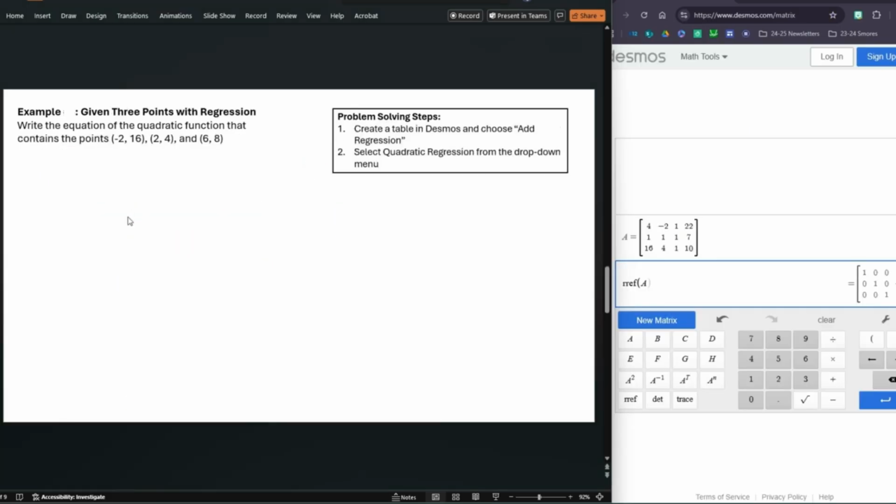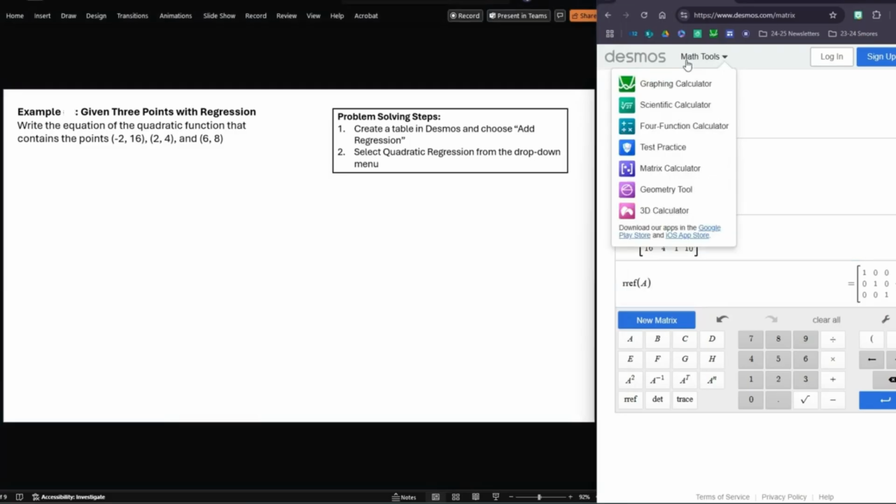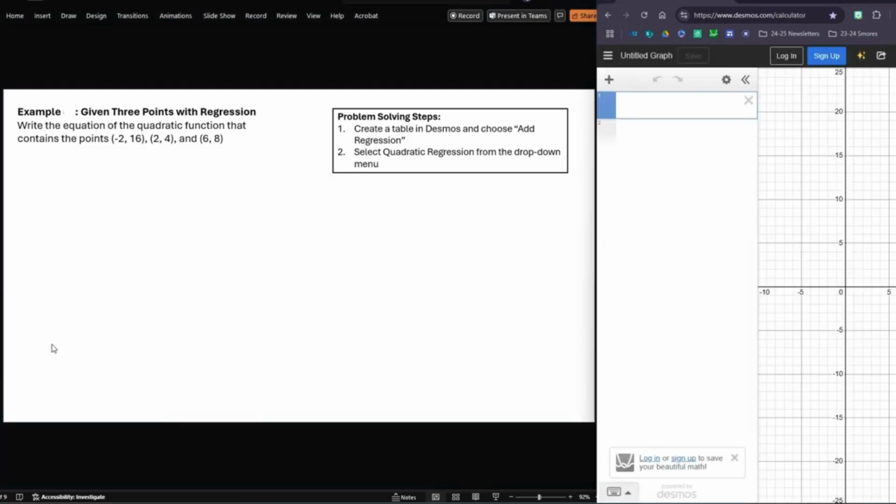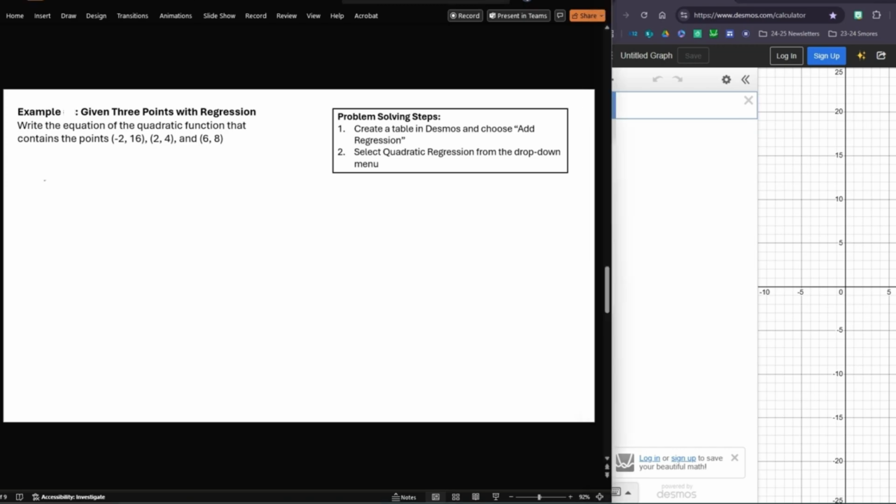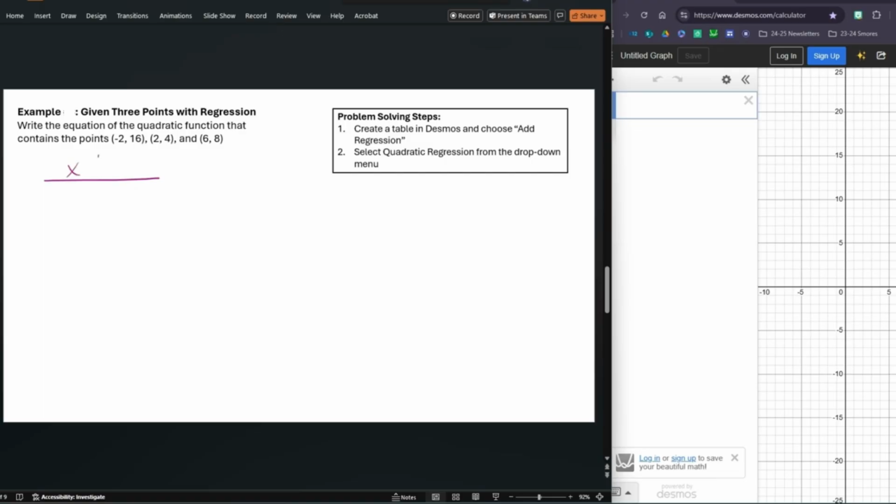So given 3 points, you can also use a regression in order to write the equation of the quadratic function, okay? And this is what we saw in the previous unit. Remember, when we're writing in a regression, we're going to create a table. So I'm going to go ahead and create a table from these 3 points that I have. I have (-2, 16), (2, 4), and (6, 8).